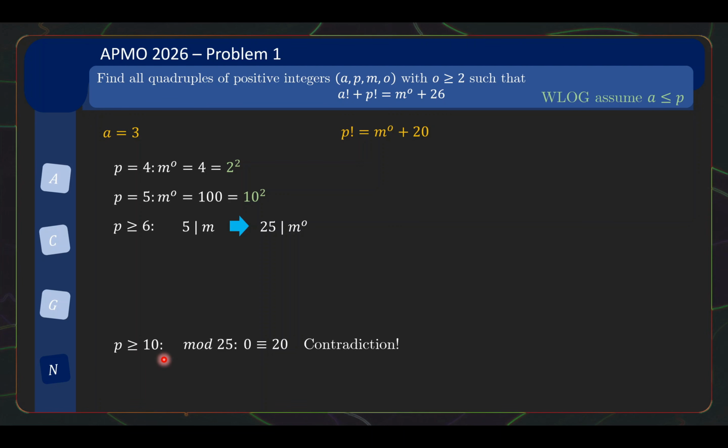Yes, in this case, you can take mod 25. You get this 0, this 0, this 20, 0 congruent 20, contradiction. So we settled a huge chunk of cases here. How about 6, 7, 8, 9, right?